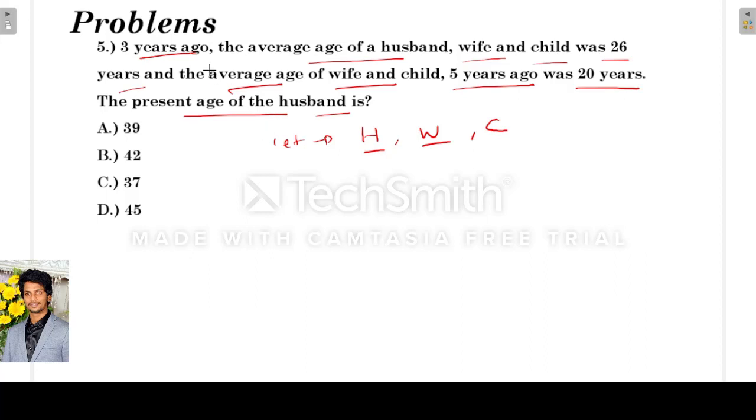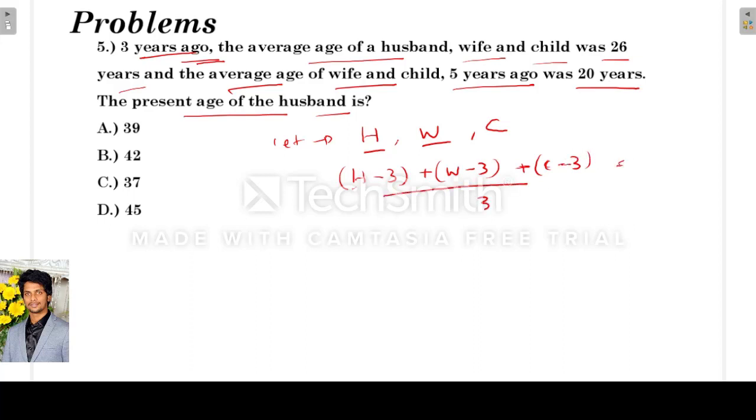So what are they telling? 3 years ago. 3 years ago means from everyone's age we have to remove 3, because everyone will be 3 years younger, 3 years back. So H minus 3 plus W minus 3 plus C minus 3. Now they are telling the average age is 26.